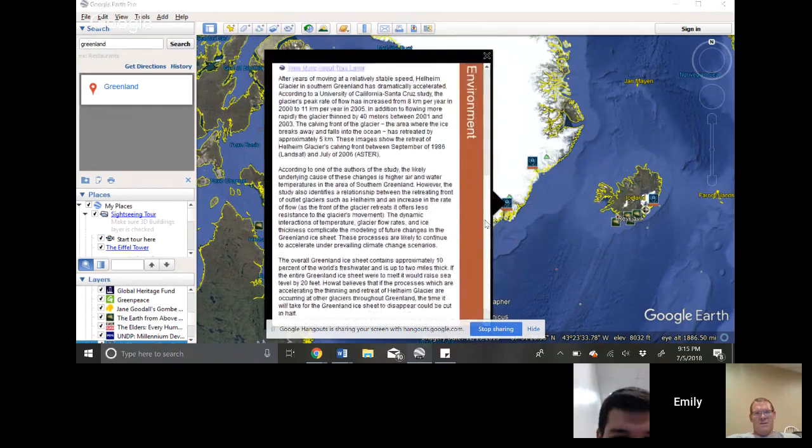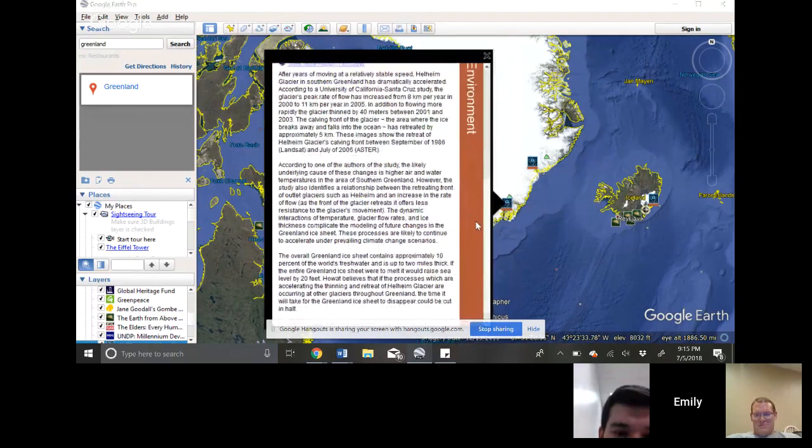That's cool. So after years of moving at a relatively stable speed, Helheim Glacier in southern Greenland has dramatically accelerated. According to the University of California, Santa Cruz study, the glacier's peak rate of flow has increased from 8 kilometers per year in 2000 to 11 kilometers per year in 2005. In addition to flowing more rapidly, the glacier thinned by 40 meters between 2001 and 2003. The calving front of the glacier, the area where the ice breaks away into the ocean, has retreated by approximately 5 kilometers.